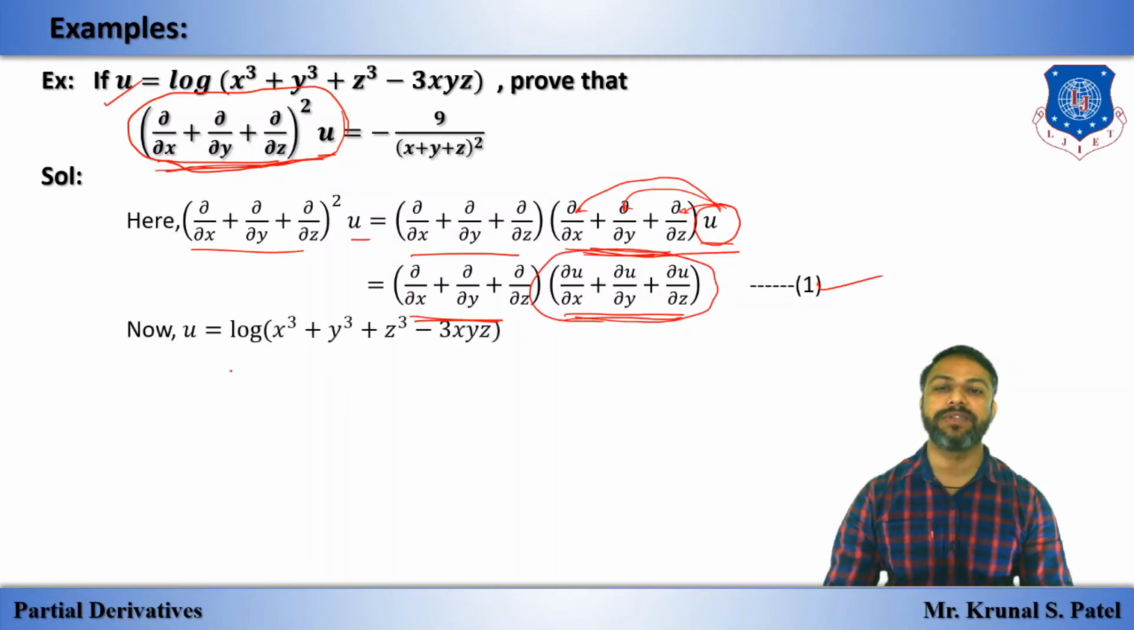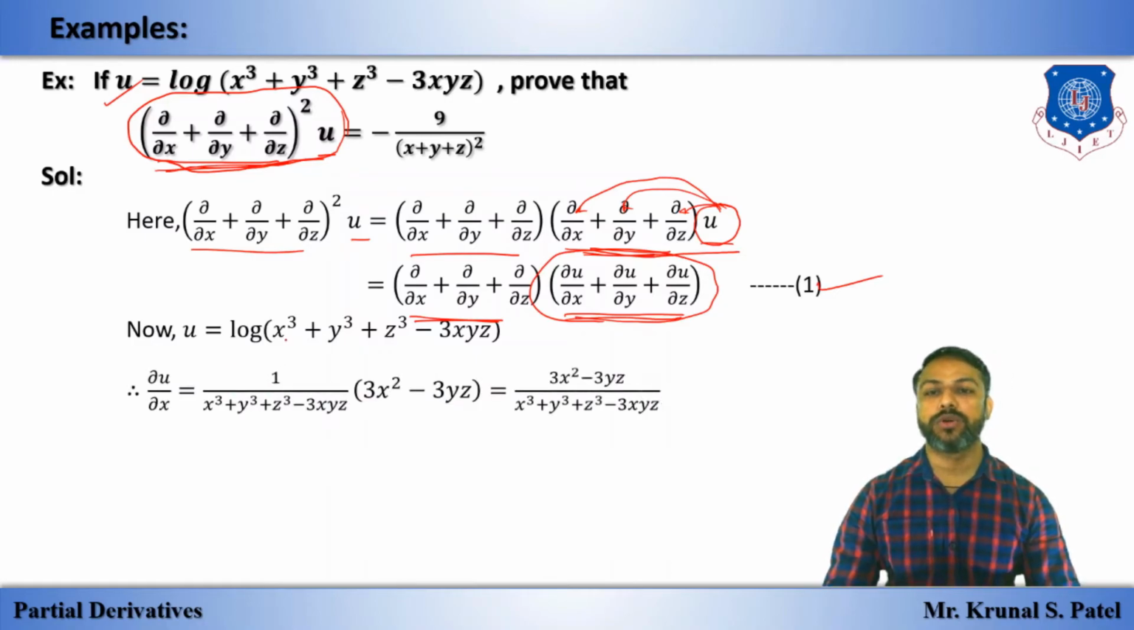Okay, so let's start with u. First we will find del u by del x, that means differentiation partially with respect to x. At that time y and z will be constant. So differentiation of log, we know, is 1 upon this, and differentiation of this bracket with respect to x is 3x square.